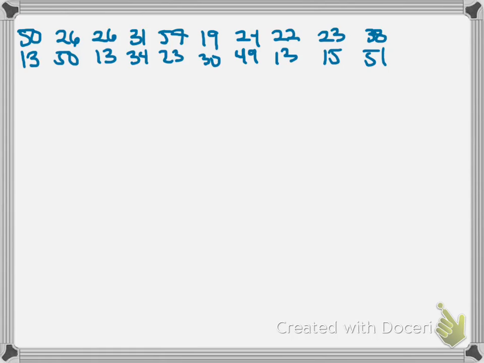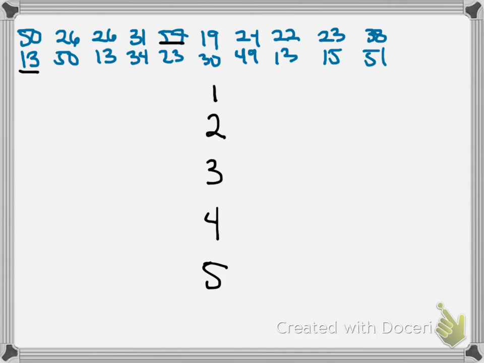Now the first thing you're going to want to do is take a look at the data in general and try to figure out what your minimum value is. In our case, it looks like it's 13. And also figure out what your maximum value is. And it looks like that is 57. So we're going to need to make sure that we have enough stems to account for all of the possible values between 13 and 57. So that means our stems are going to range from 1 up to 5. So we've got 1, 2, 3, 4, and 5 as our stems.